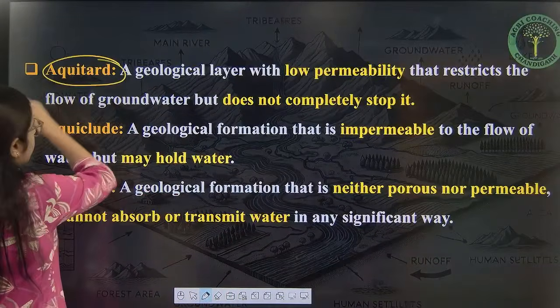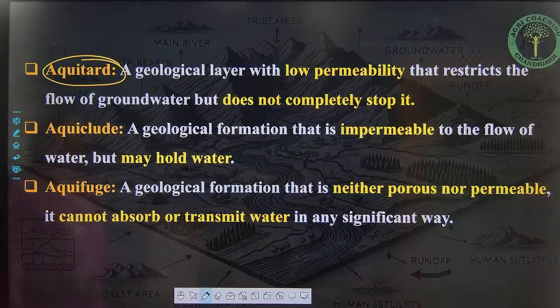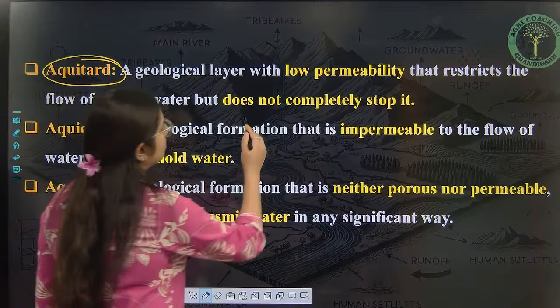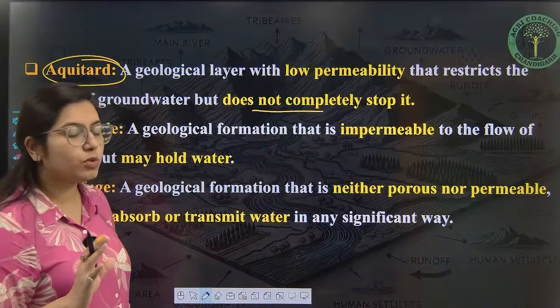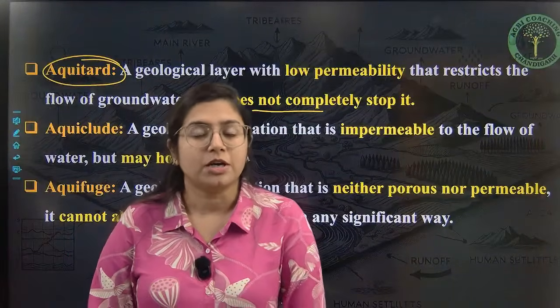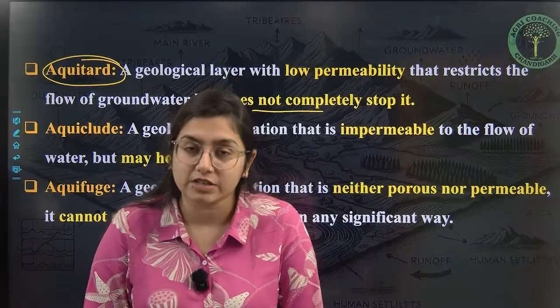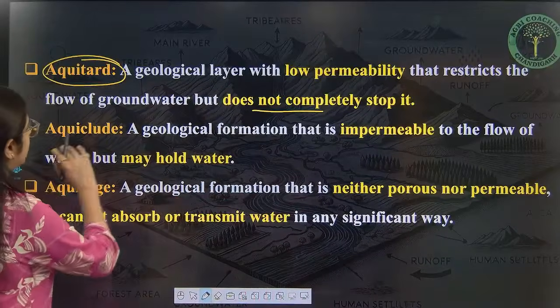The very first could be Aquitard, a geological layer with low permeability. This Aquitard has low permeability and it restricts the flow of groundwater but does not completely stop it. It will restrict the movement of the water but won't be able to completely stop it. It is known as Aquitard.